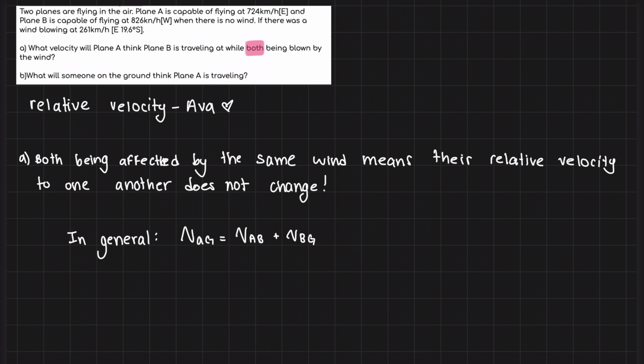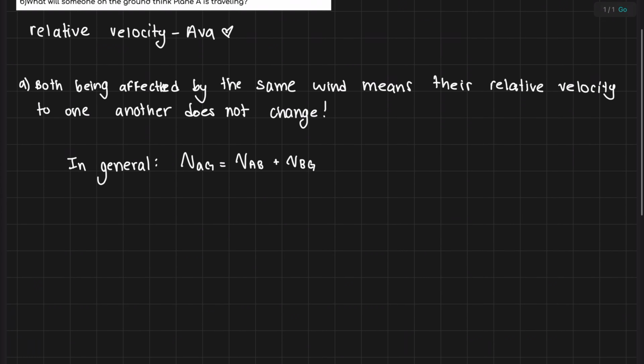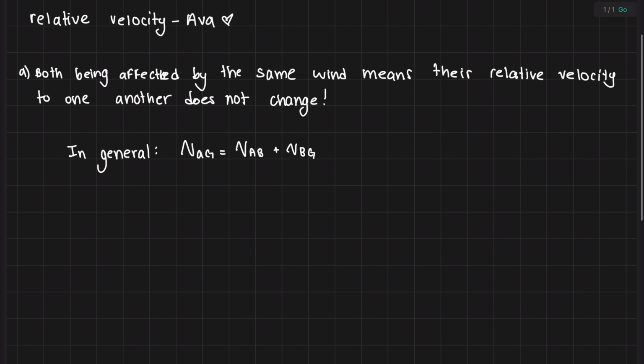And what does this mean? Well, it means that the velocity of plane A relative to the ground is equal to the velocity of plane A relative to plane B plus the velocity of plane B relative to the ground. I know that this formula doesn't seem too intuitive, but it does make sense when you rearrange it or play around with the variables. It's also good to keep in mind that these subscripts are completely interchangeable as long as you keep the pattern the same, and that keeps the relationships the same as well.